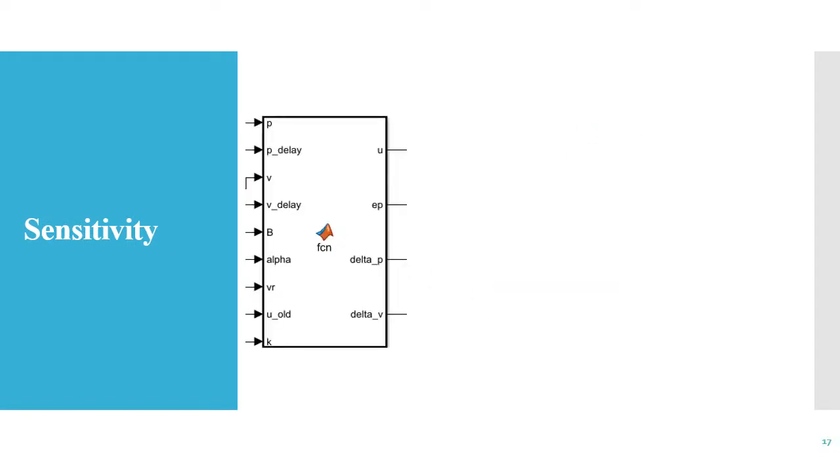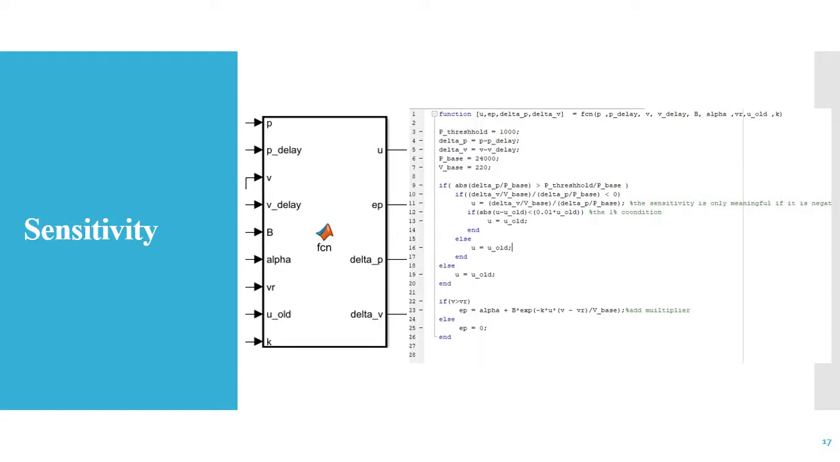After we addressed how to calculate U, which is the sensitivity, we'll show you how to calculate it using our MATLAB code. Here is our MATLAB code. First, we will talk about some initialization. We have our power threshold value that will be used as our first condition.